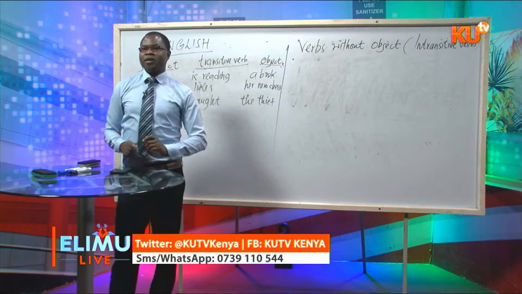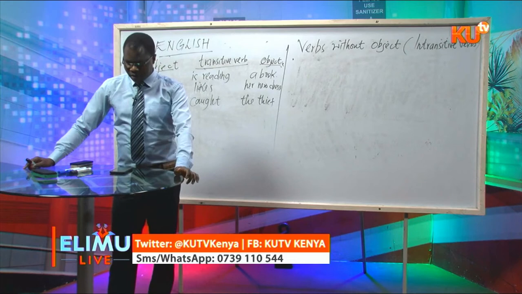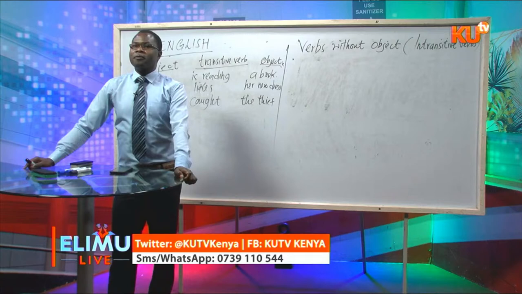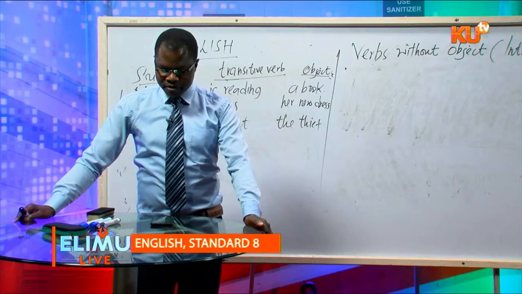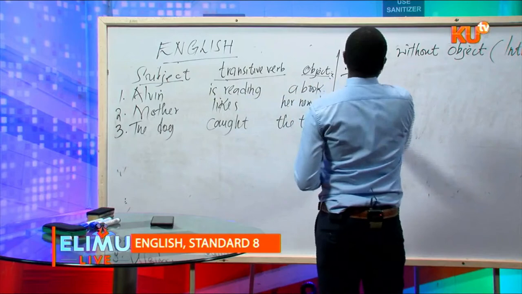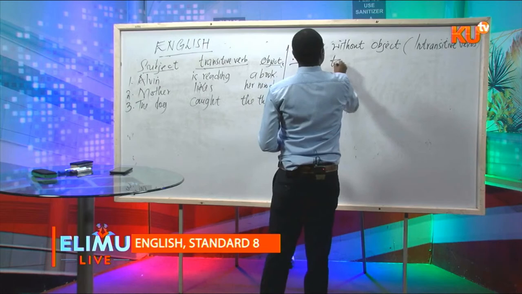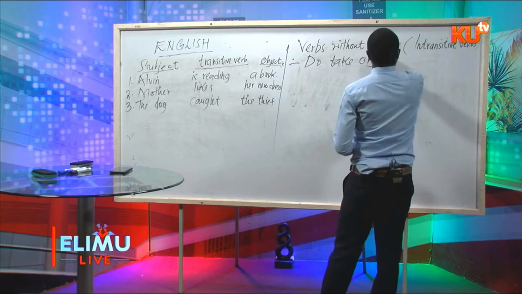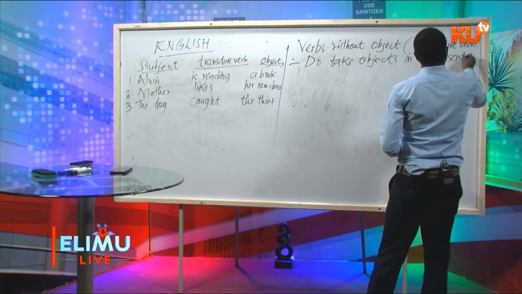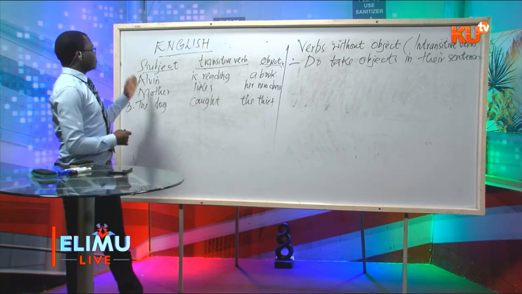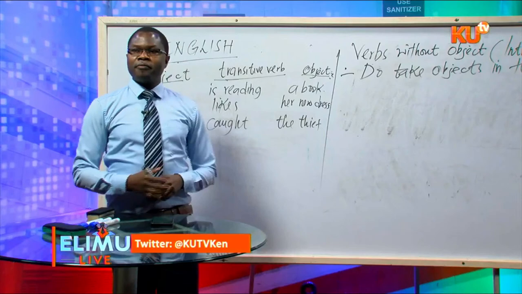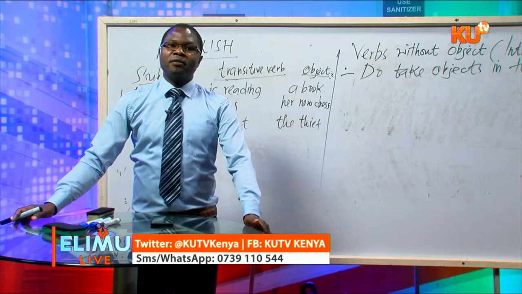Unlike the first group, we said that for that group, there is a subject, there is a verb, which is an action word, and finally an object. For this case, they do not have objects. So we say verbs without objects do not take objects in their sentences. An object is not there. The way we have demarcated this one for transitive verbs, that they have the subject, there is a transitive verb, and finally an object. Verbs that do not have objects, they are just that way. And I'll be giving examples on the same.